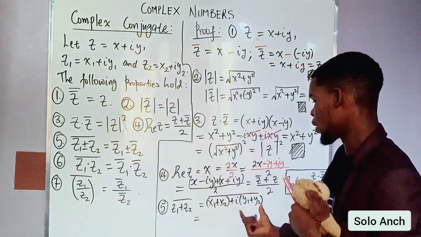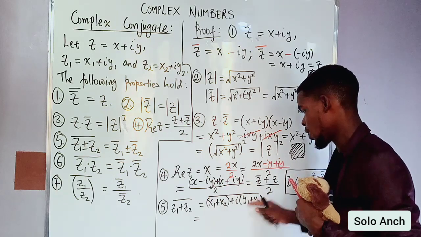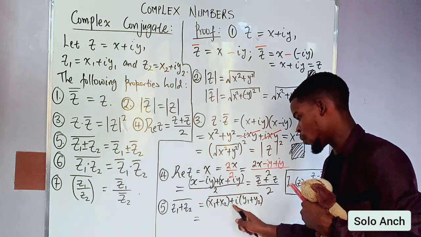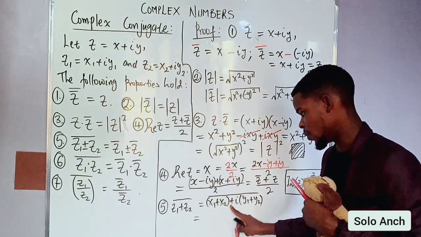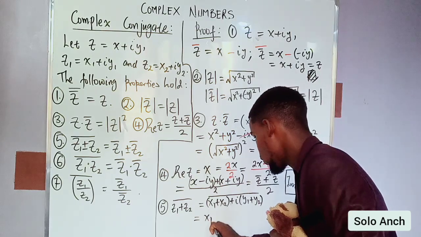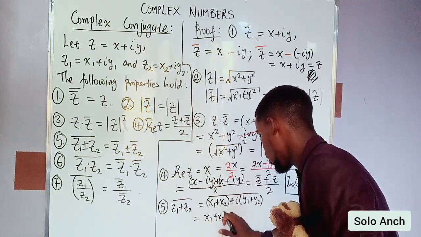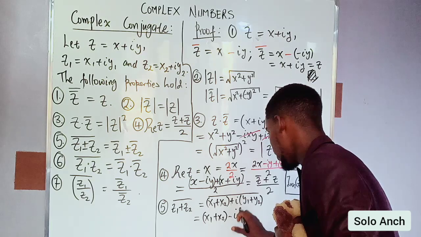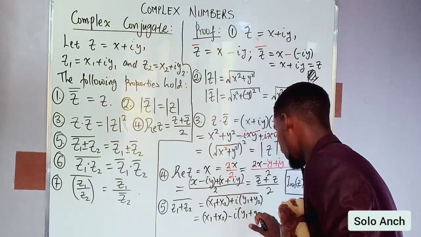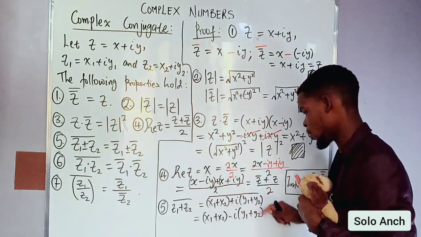Well, the conjugate of this sum will be when we change the imaginary part of the sum, right? That means we're going to have x1 plus x2. We subtract i times y1 plus y2. So after taking the sum, we now take the conjugate of that sum.